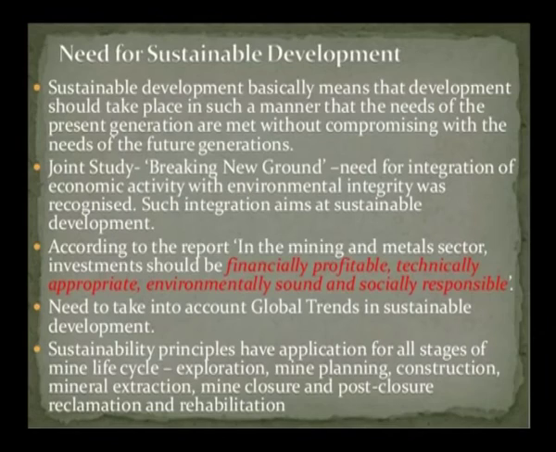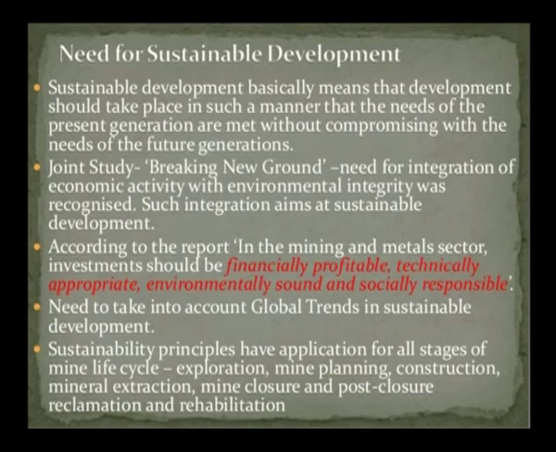Yes, money and economics play an important role, but we shouldn't be paying a heavier price in terms of sacrificing the environment or the lives of people. So, we have to have a joint study. We need to integrate the economic activity along with environmental integrity, and this practice has to be recognized. This integration will recognize sustainable development. It should be financially profitable, technically appropriate, environmentally sound and socially responsible.